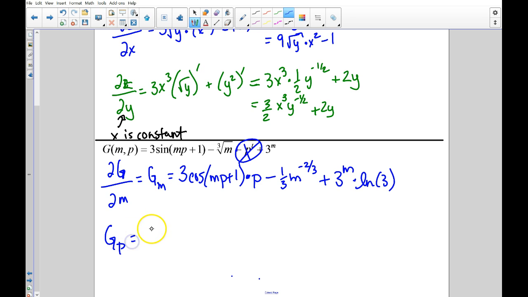Okay, the solution is going to be 3 cosine of mp plus 1 times m, and then minus t times p to the t minus 1 by the power rule, because p is in the base.